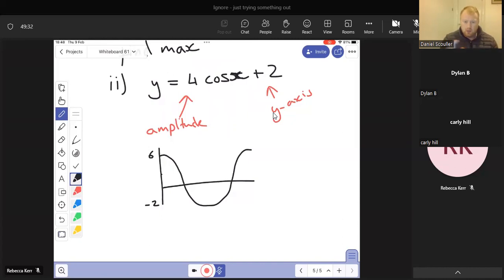Now you can go back to when we did the sketching a couple of weeks ago, just to double check what's happening there. Remember that 4 changes the amplitude. So if it was just 4 cos x, it would be maximum 4 down to -4 and back up to 4. But that plus 2 moves all our milestones up on the y-axis. That's why it goes to plus 6, down to -2, and back up to plus 6.